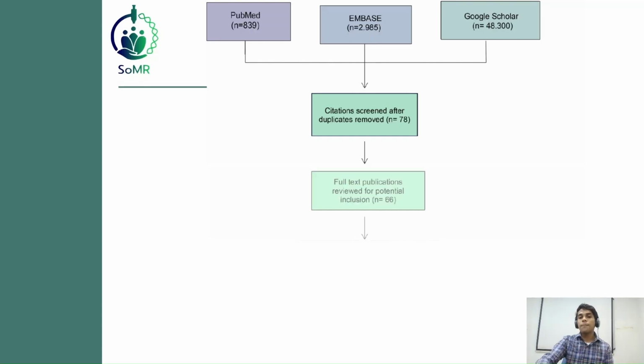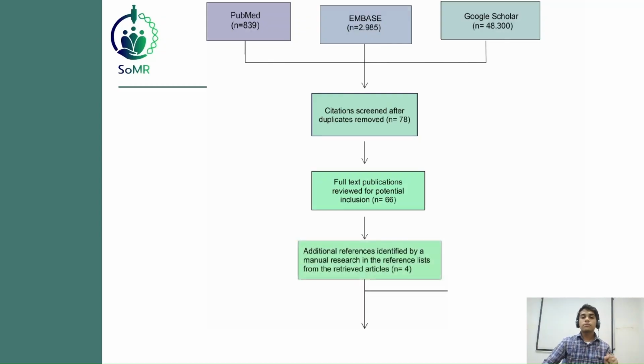And then the second step is to get the full text publications for the potential inclusion. So that is going to further remove the other articles or research papers that were not full text, or that were maybe just reviews, letters to the editor, and stuff like that. So you will just remove those.